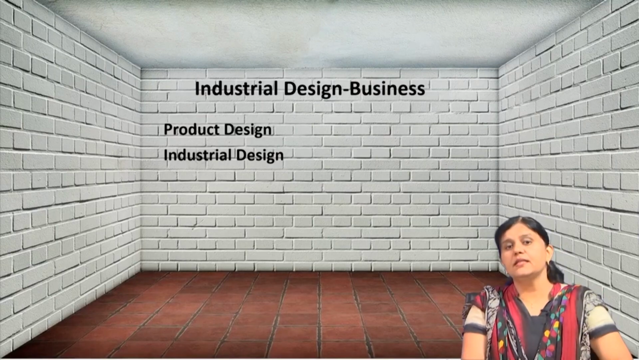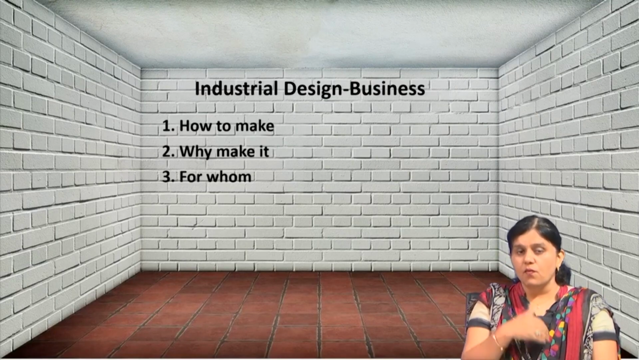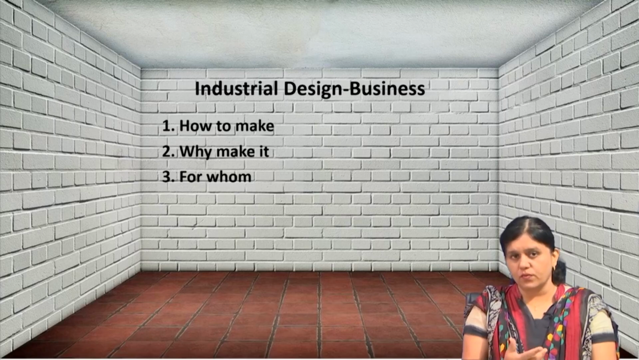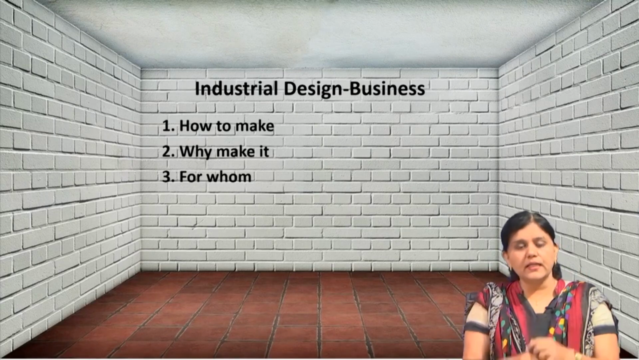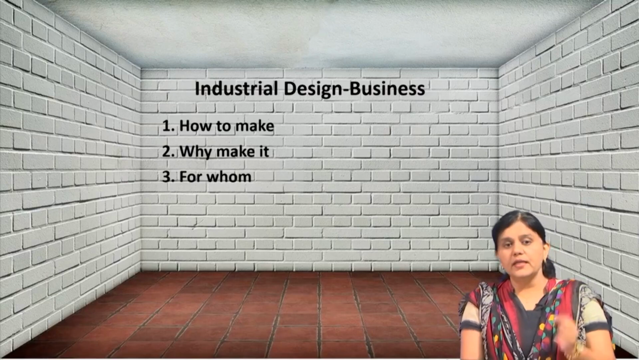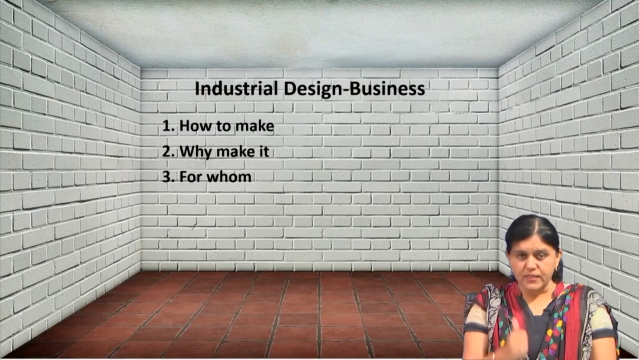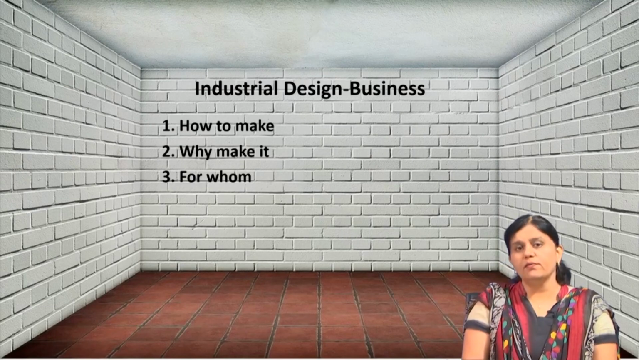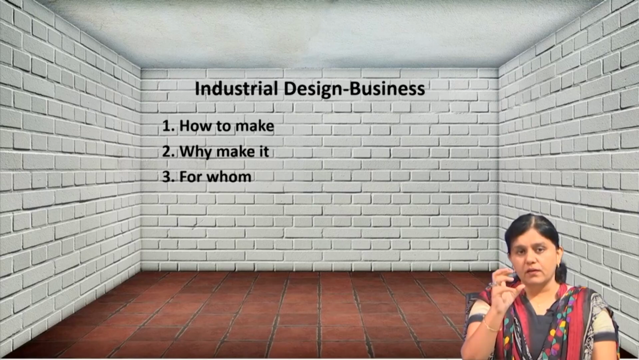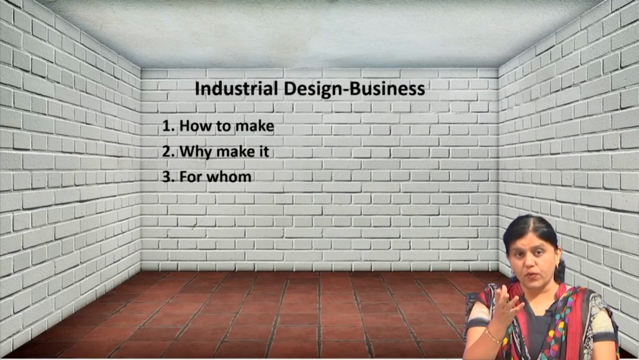Now, industrial design is more about how to make something, why make it, and for whom. When the industrial designer is designing a product, he is thinking about how to make that particular thing, which is very important for him. Then why he is making it, the objective behind the design, and then for whom, which is very important.